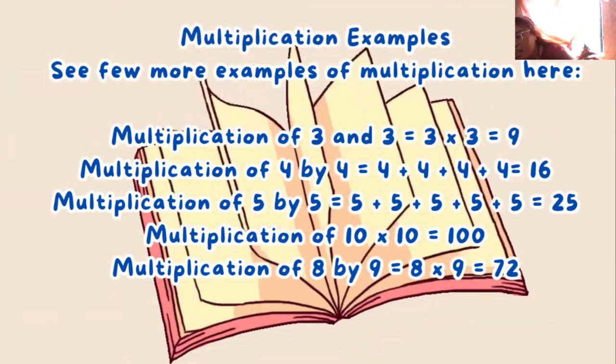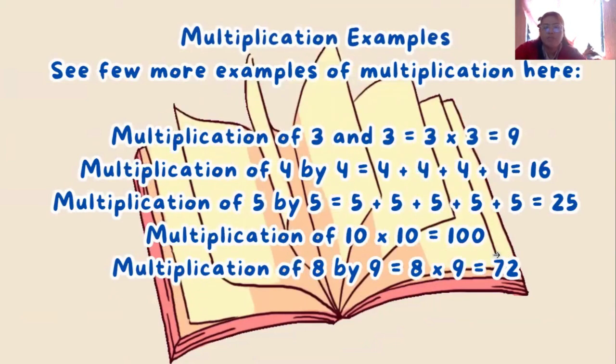Okay, so we can see that multiplication of 3 and 3. So 3 times 3 equals 9. So multiplication of 4 by 4 plus 4 plus 4 plus 4 equals 16. Multiplication of 5 by 5 is 5 plus 5 plus 5 plus 5 plus 5 equals 25. Multiplication of 10 times 10 is 100. Multiplication of 8 by 9 is 72.